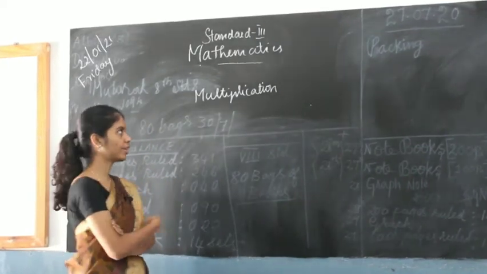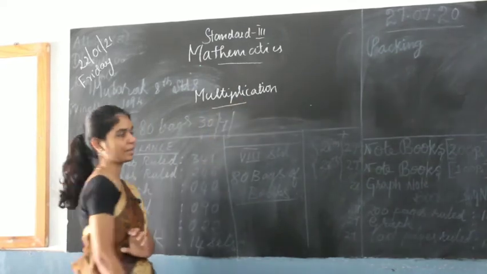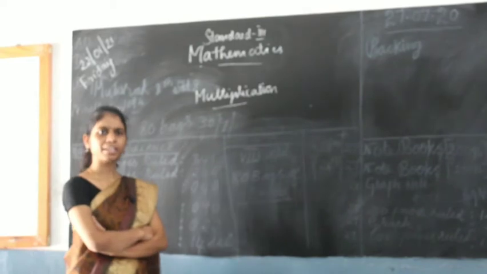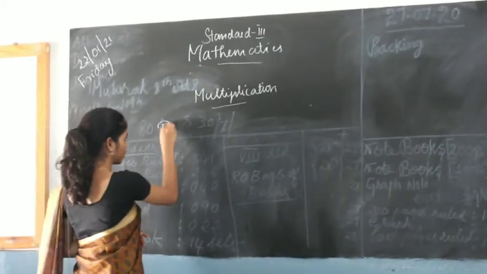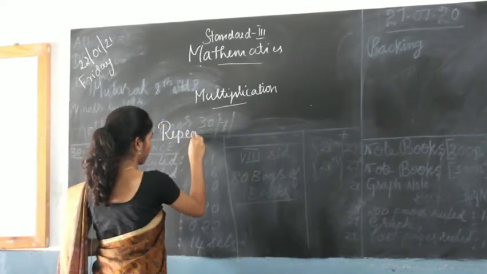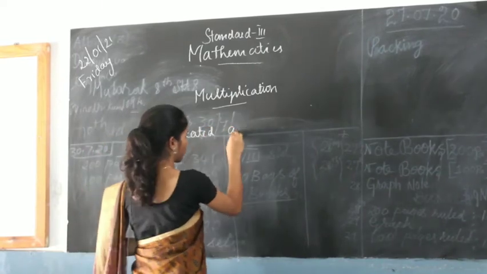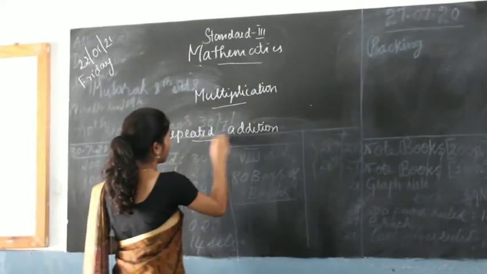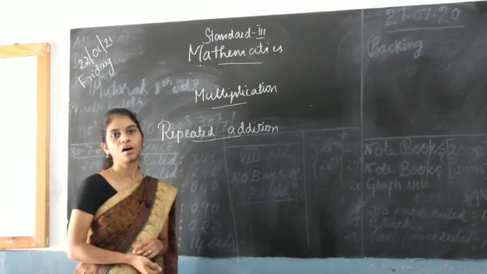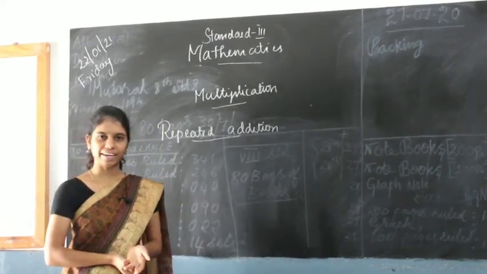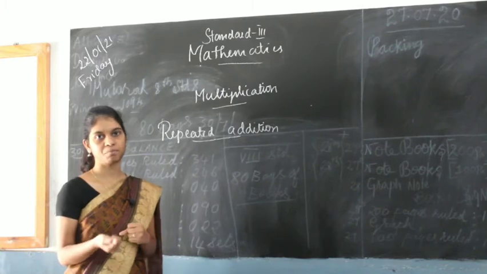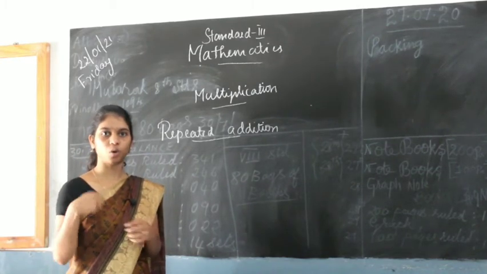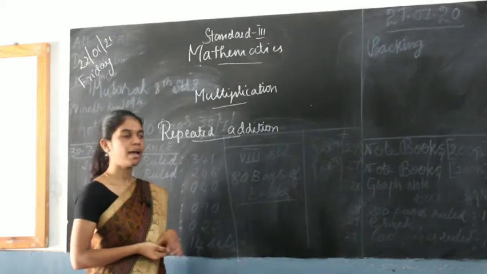So now we are going to see what multiplication is. Multiplication is repeated addition of numbers. You know, you have been doing the same thing again and again. If you are doing it so many times, then you can add them.